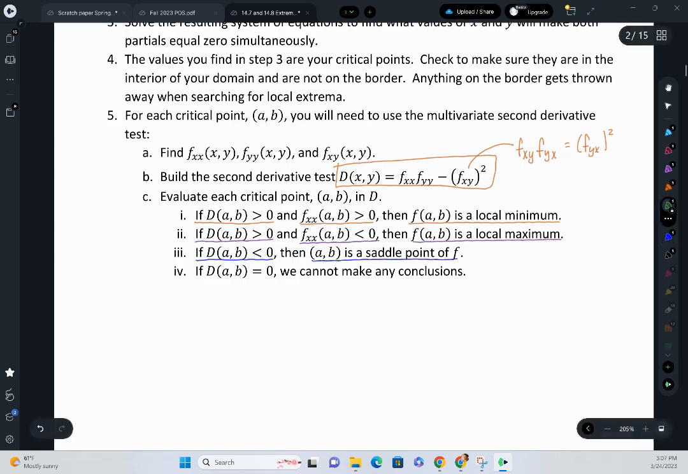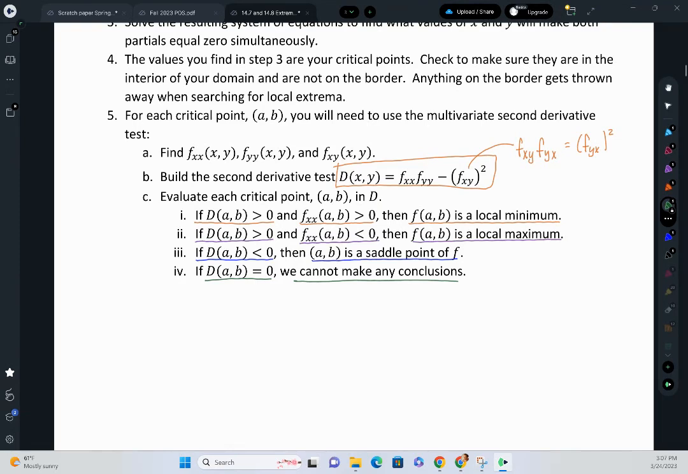The last case says if big D is equal to 0, we know nothing. We can't make any conclusions. It gives us no information. The point could be a max, a min, or a saddle point. We don't have enough information for that particular point.